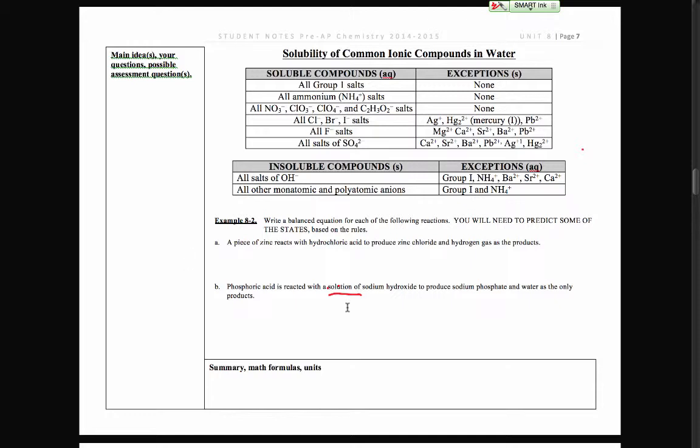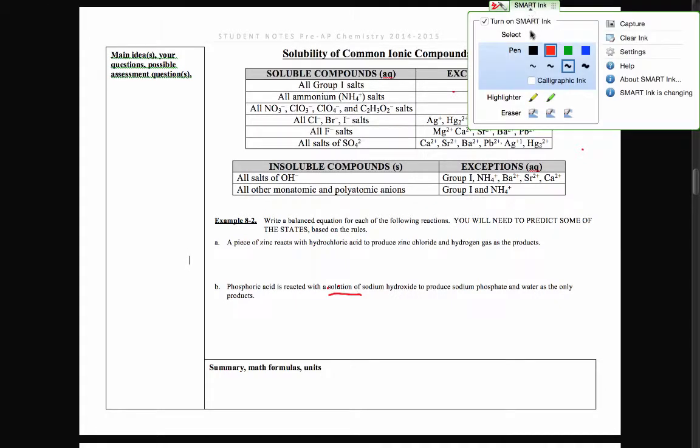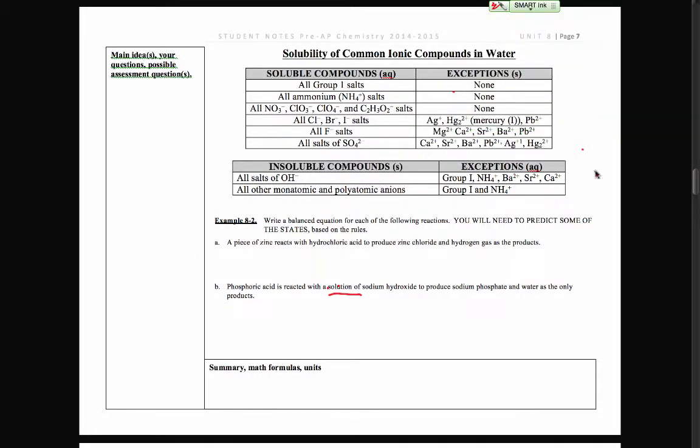Now, what we want to look at here are some rules for ionics, so we know whether or not to put an aqueous after the chemical symbol in our balanced equation, or a solid after the chemical symbol. And you do not have to memorize these rules. You just have to be able to interpret them.